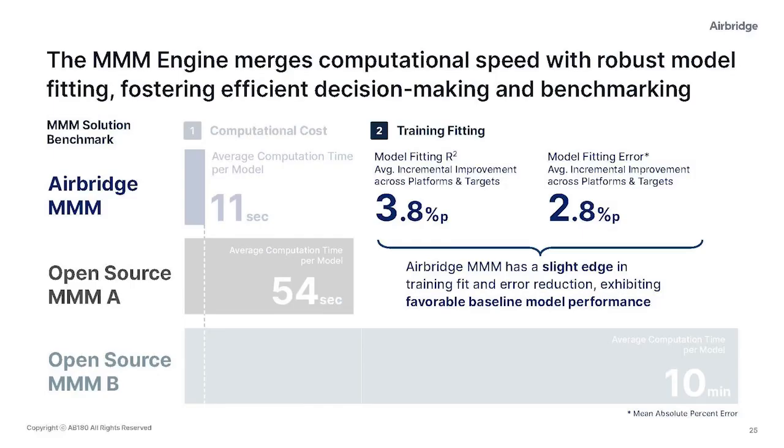As for training fit metrics, Airbridge MMM resulted in favorable performance against the open source alternatives all around, with roughly 3 to 4 percent point improvements in both R-squared and percent error on average across all platforms and analysis targets in the benchmark. This illustrates that even when stripped to its baseline implementation, Airbridge MMM demonstrates competitiveness and viability as a potential MMM solution among the handful available today.